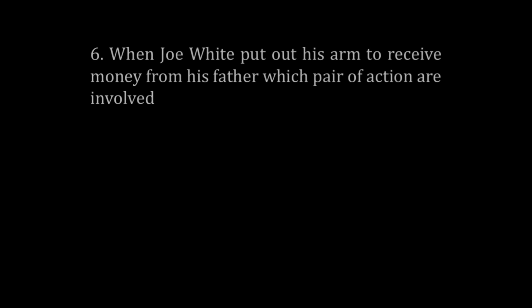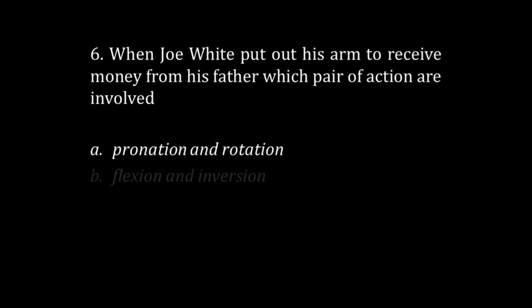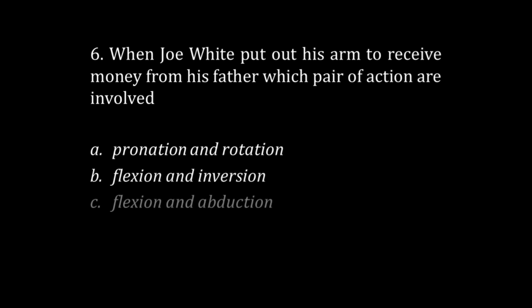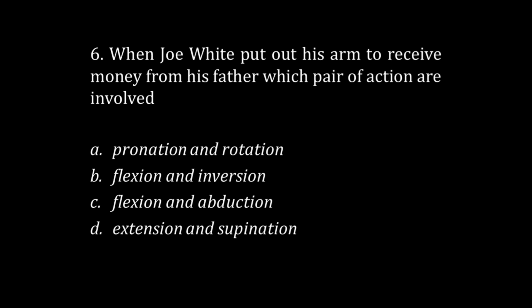When Joe White put out his arm to receive money from his father, which pair of action are involved? A. Pronation and rotation. B. Flexion and inversion. C. Flexion and abduction. D. Extension and supination. The correct answer is letter D.